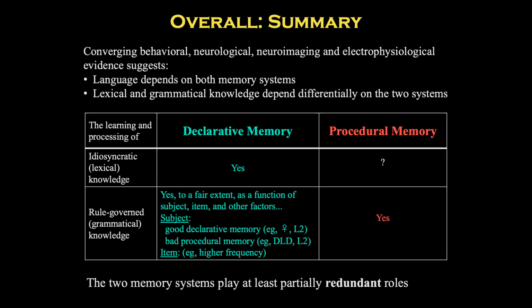And we kind of did surprise ourselves that this is so low so far. Whereas rule-based grammar and grammatical knowledge depends heavily on procedural, but also on declarative memory as a function of particular factors, such as being female, L2 learning, good declarative memory, or in cases of bad procedural memory, like DLD or dyslexia.